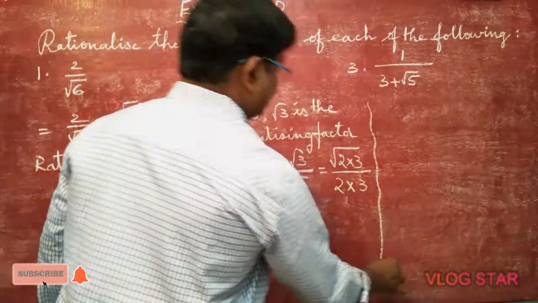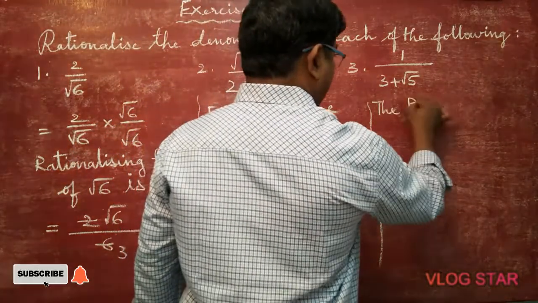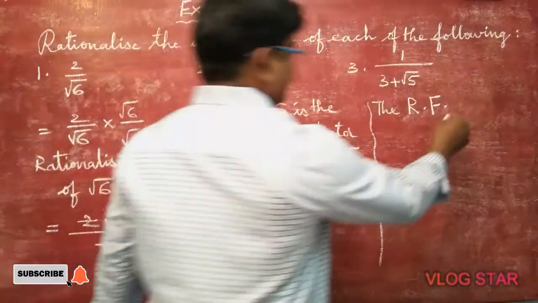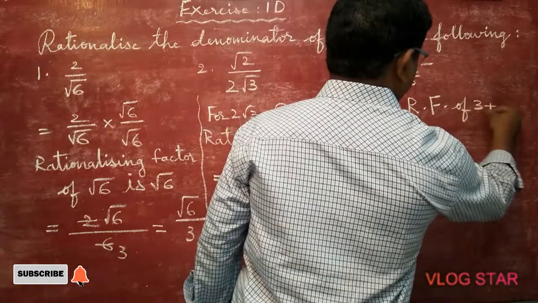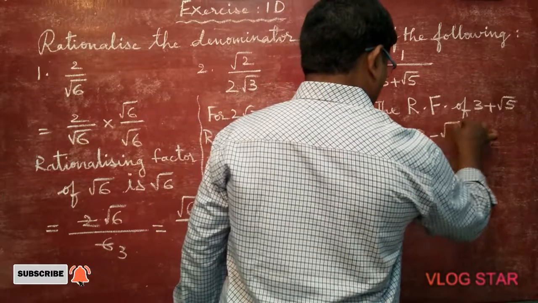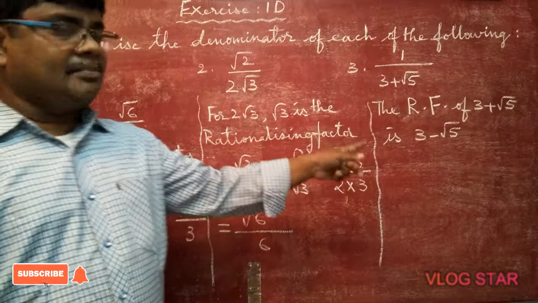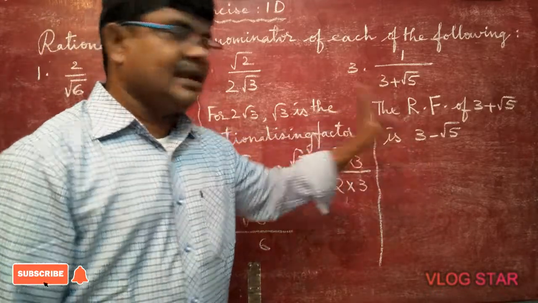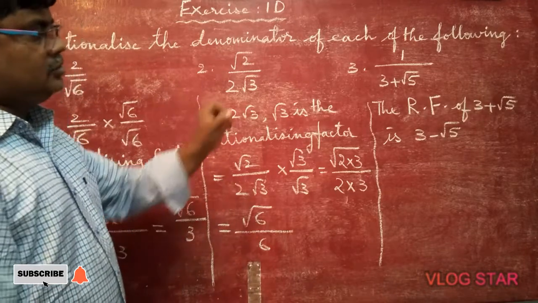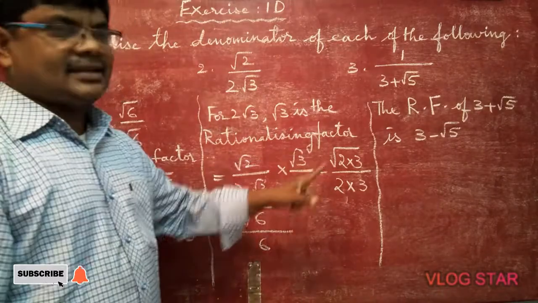Coming to the next. Here 1 by 3 plus root 5 is there. The RF, rationalizing factor, shortcut. The RF of 3 plus root 5 is 3 minus root 5, quite opposite. Very simple. If plus is there, write minus. Suppose minus is there, write plus. That much simple. No need to learn by heart or remember. Just the quite opposite sign.